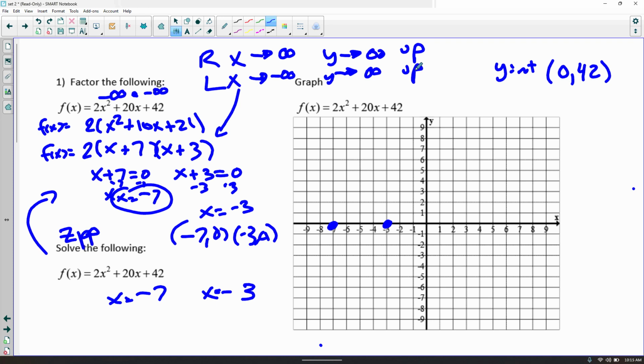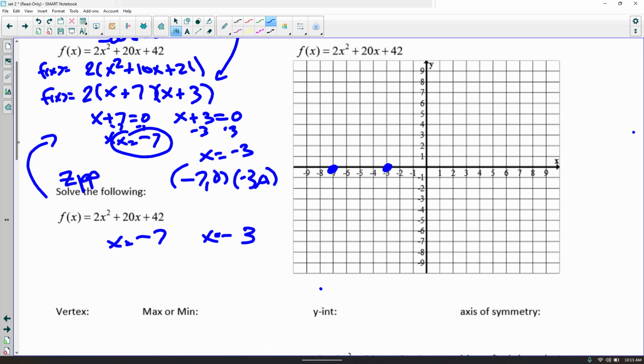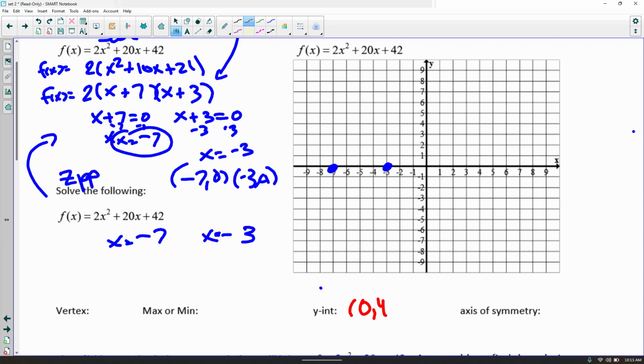All right, we got to get a little more specific than that. What else do we have when we're graphing a parabola? We need a what? We need a vertex. We need to label the max and min. We need the axis of symmetry. So it's a little bit more than our polynomials.